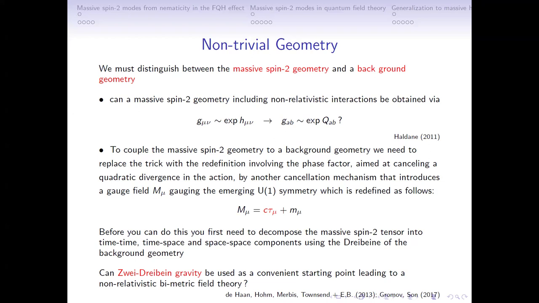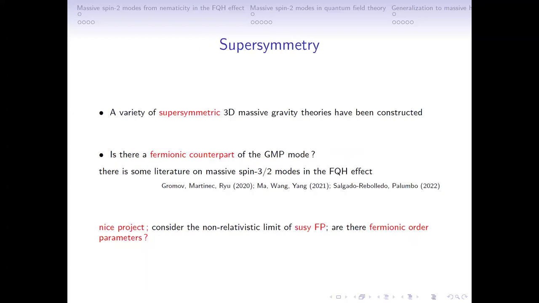But again, I have not much to say about it. And then finally, one other thing to think about is supersymmetry. Because in the high energy physics community, for years we hunt supersymmetry and we can't find it. It's not here. But in the fractional quantum Hall effect, in fact, there are also situations where supersymmetry does occur. And John also wrote a paper about it with Patricio Salgado-Rebolledo. Of course, we wrote down many of these gravity theories in three dimensions supersymmetrically. So it will be interesting to see whether anything of what I said today could be done for the supersymmetric case.